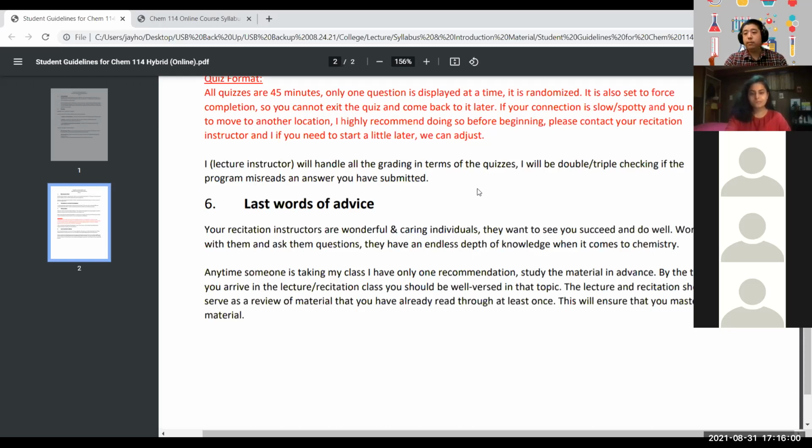You cannot backtrack on the quiz questions. So the question you get is the question you do, then you move to the next one. In terms of slides, I post a modified version of the slides, a short version, kind of like a skeletal version. So you get just some of the main points, but it doesn't go into detail.